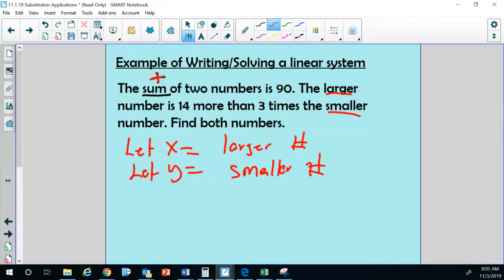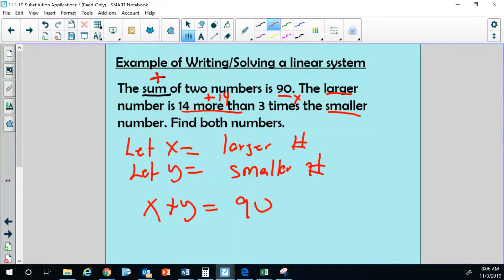Now they tell you both numbers, right? The sum of both numbers is 90. Therefore, the sum, that's going to be x plus y, is equal to 90. Then the next part tells you that the larger number is 14 more than, that's going to be a plus 14, all right? And then it tells you 3 times the small number, that's a multiplication.